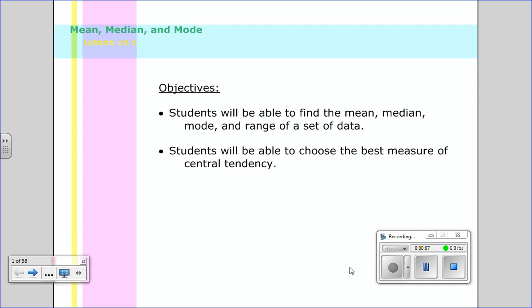12-1 is about the mean, median, and mode. So in tonight's lesson we have two main objectives. First, you will be able to find the mean, median, and mode, and the range, given some specific data. And secondly, you will be able to choose the best measure of central tendency. So let's go ahead and get started.